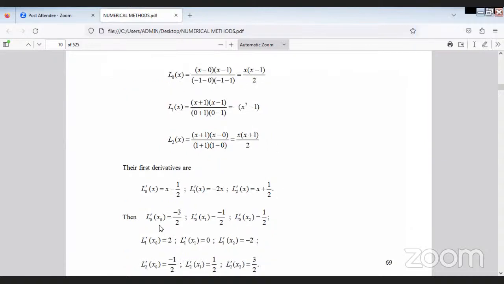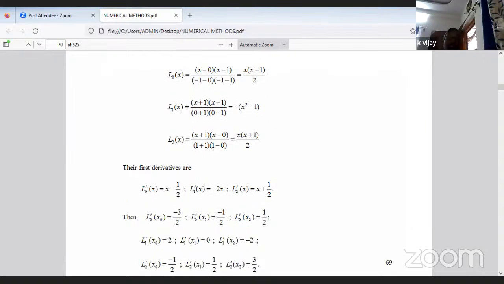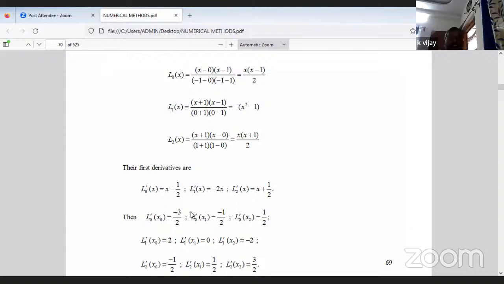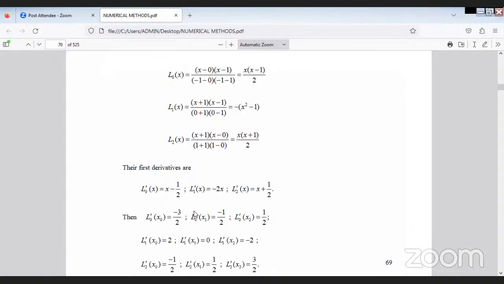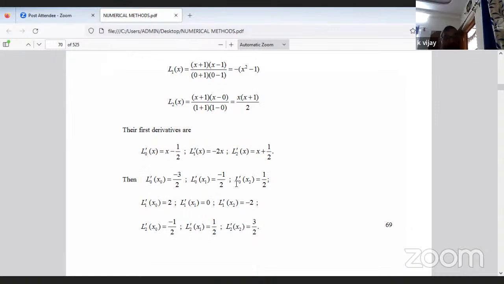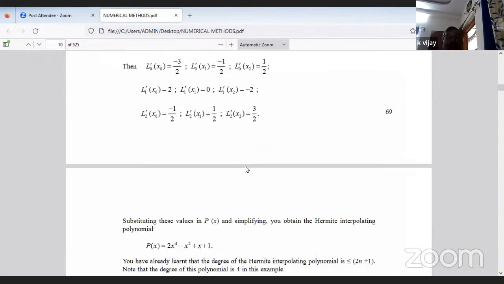What about L dash of x naught? What is x naught? Minus 1. We substitute minus 1 in place of x. Very good. (2x minus 1) by 2 and minus 2 are substituted, and these values come out correct. Therefore the output is the simplified interpolation formula.